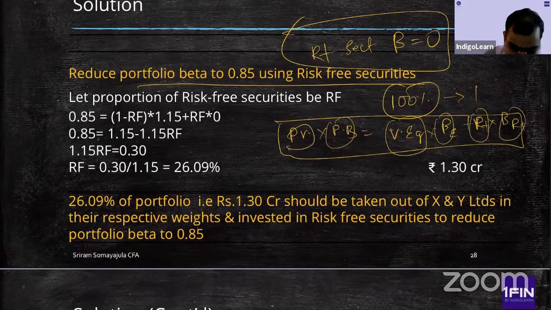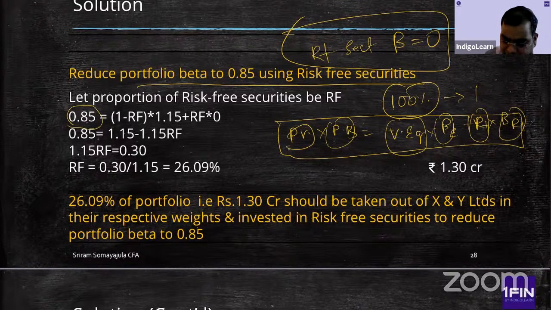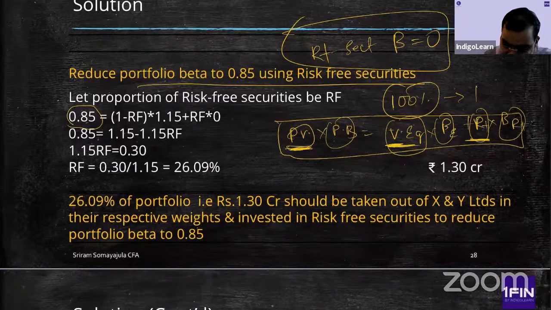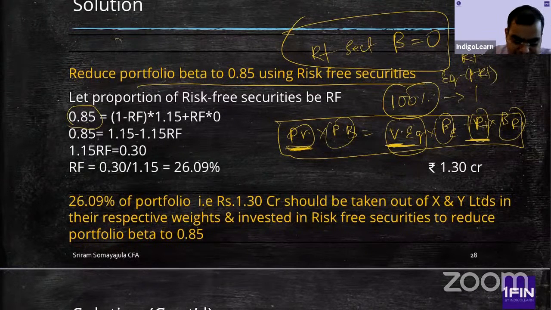So what are they saying? They are saying portfolio beta should be 0.85. Here I've taken weights of value of equity and value of risk-free asset. If the overall portfolio value is 1, then risk-free asset, let us say, is RF, then equity portfolio value will be 1 minus RF. Basically, there are two components here. They said X and Y, so let us not take X and Y. Let us take E and R. So E plus R is equal to 1. R is equal to 1 minus E, or E is equal to 1 minus R.